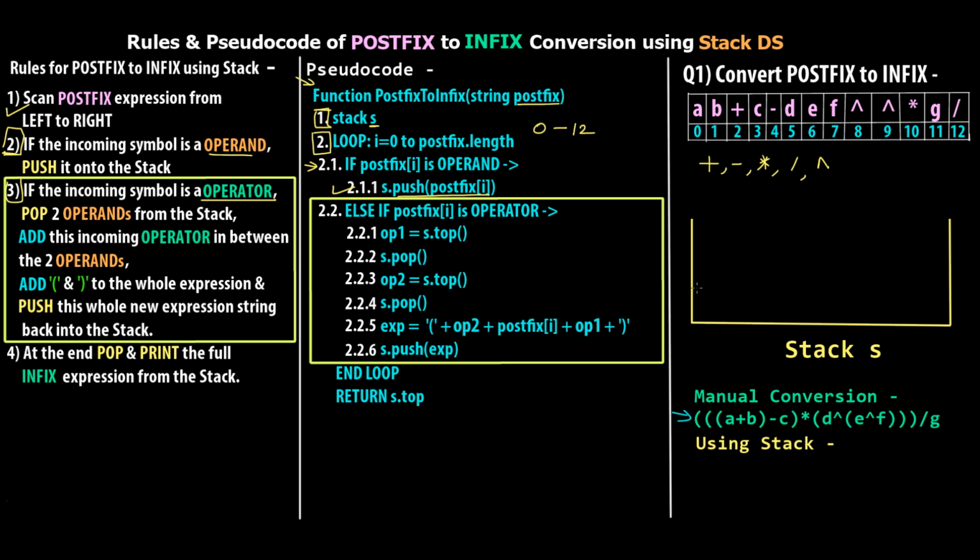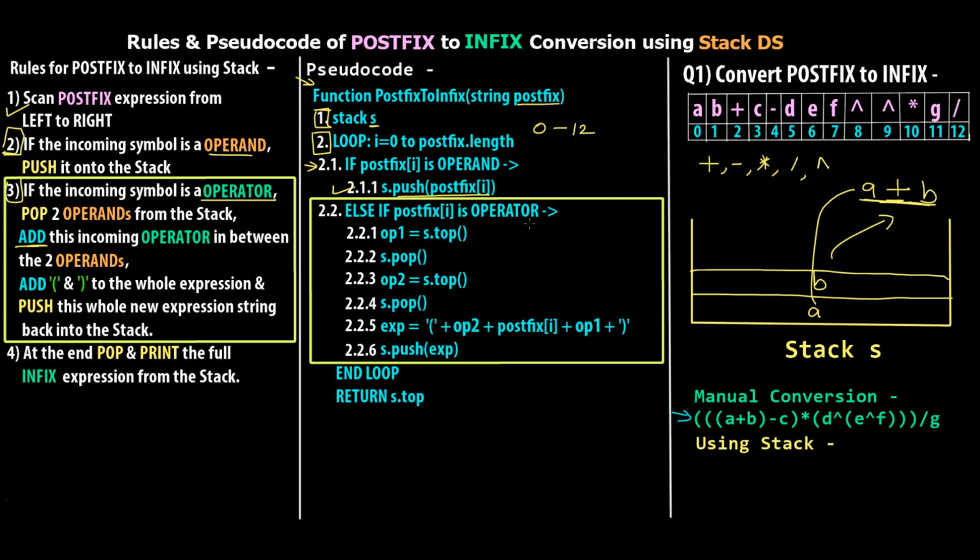Okay, sounds a little tricky. Let me just demonstrate an example. Let's say we have A and B as operands in the stack, and now we get plus as an operator. What this condition says is, if this incoming symbol is an operator, here the operator plus, we have to pop 2 operands. So we will take B outside, we will take A outside. The next thing we have to do is add this incoming operator in between the 2 operands. So we say A plus B. Plus comes in between because remember we are converting a postfix expression to its infix format. In infix, the operator always comes in between the 2 operands. So we say A plus B.